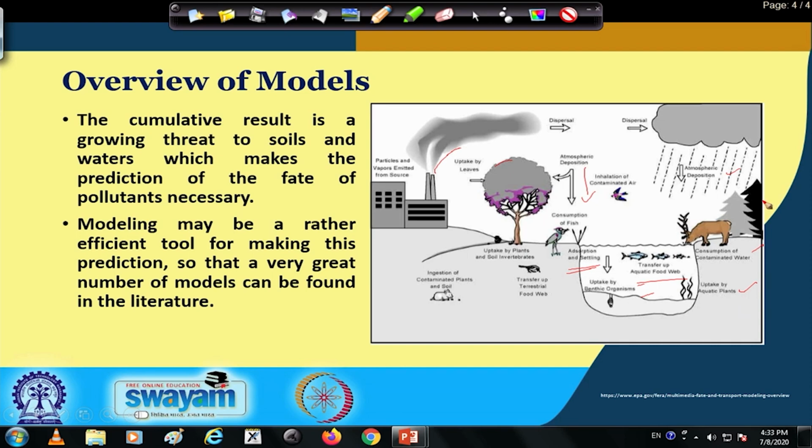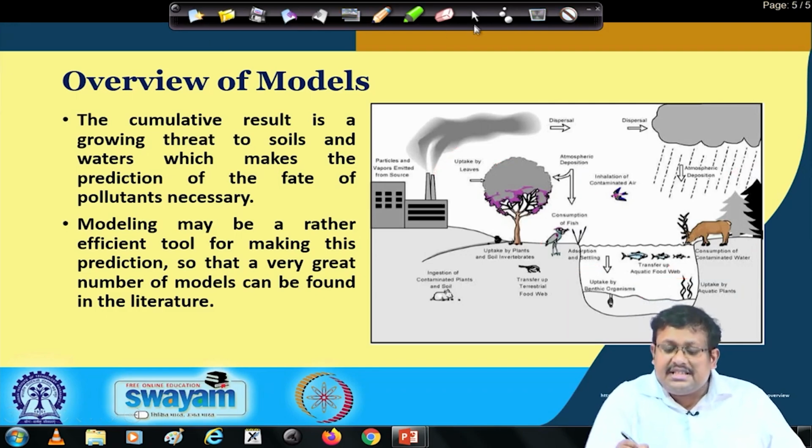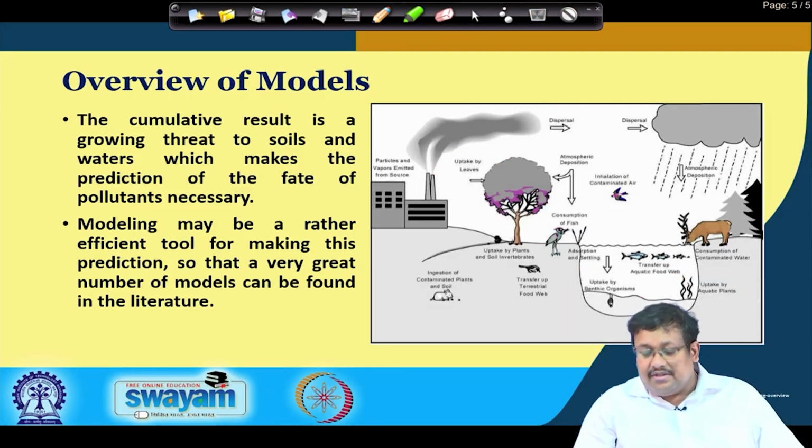So, this is how the pollutants move from one place to another and contaminate the total food chain. This is why we should focus on the model, because a model can precisely predict the fate of different pollutants when they move from one place in nature to another. This is why we study different types of pollution fate models.